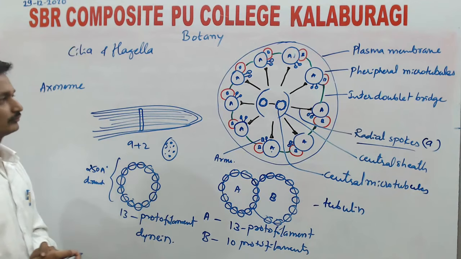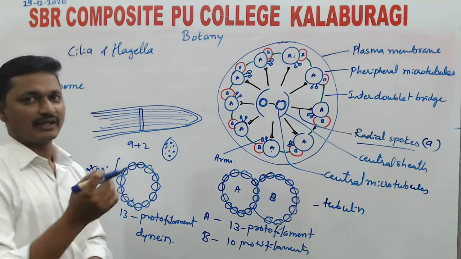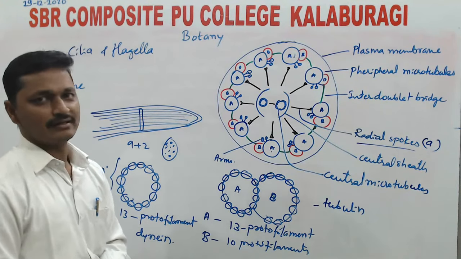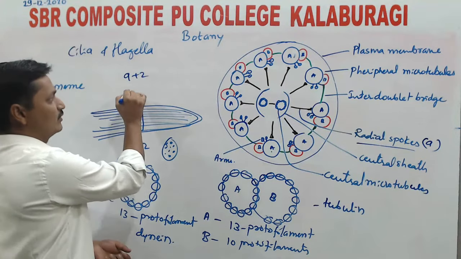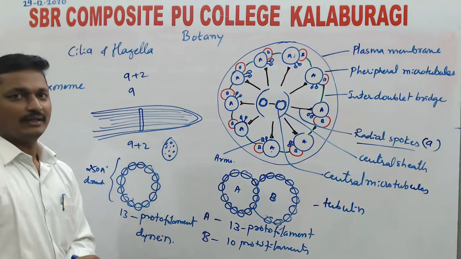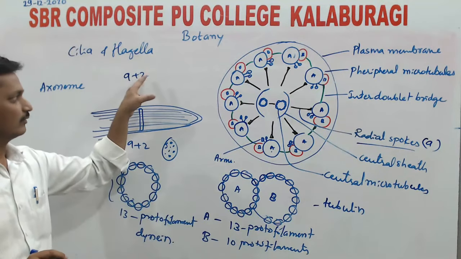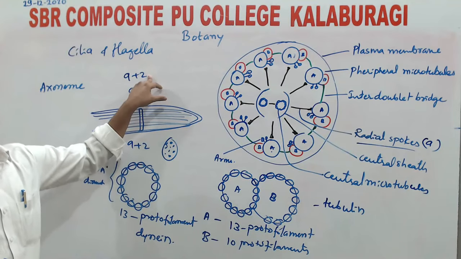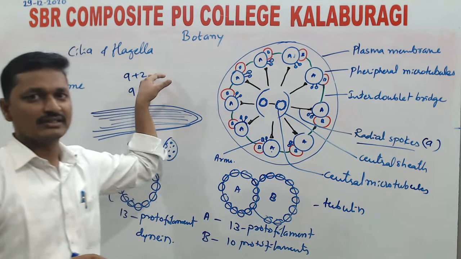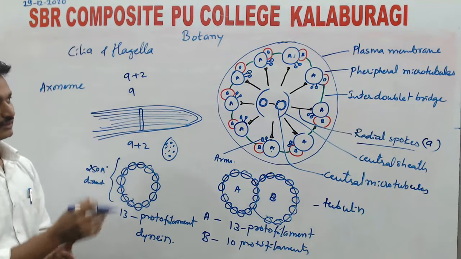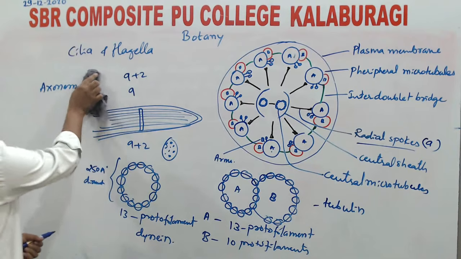The cilia and flagella of prokaryotes are structurally different from those of eukaryotes. In eukaryotes you find 9+2, but in prokaryotes you find only 9 peripheral microtubules. The central microtubules are absent in prokaryotes and are present only in eukaryotic cilia and flagella. So this is the structure of cilia and flagella. We'll discuss the function of cilia and flagella next.